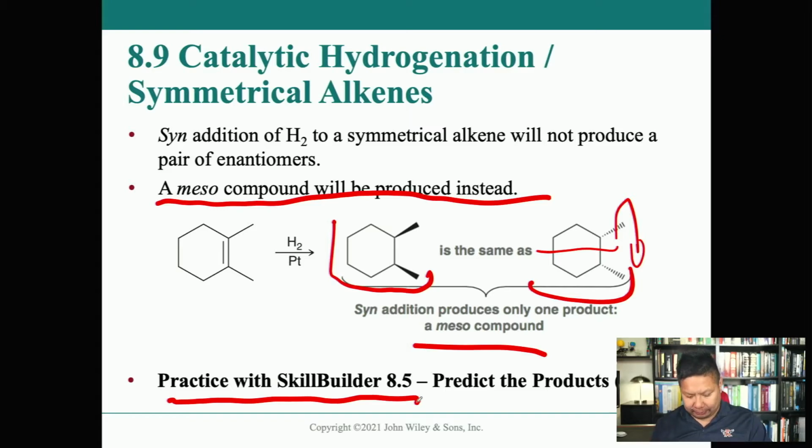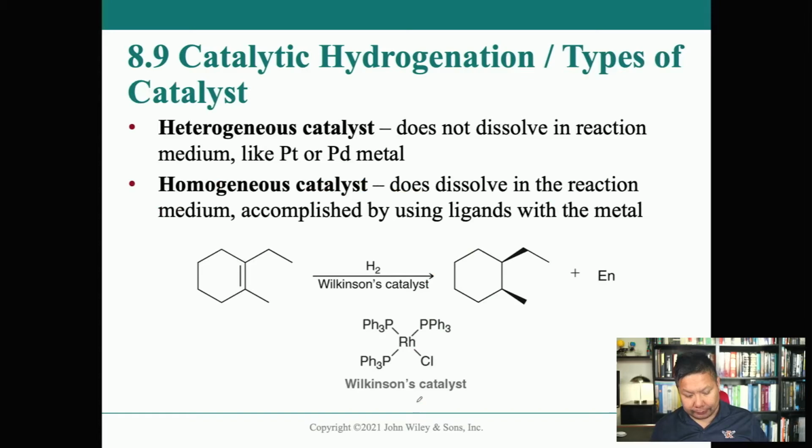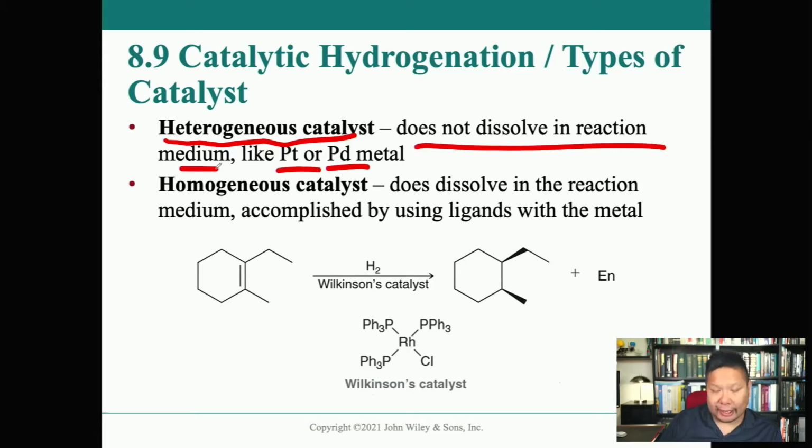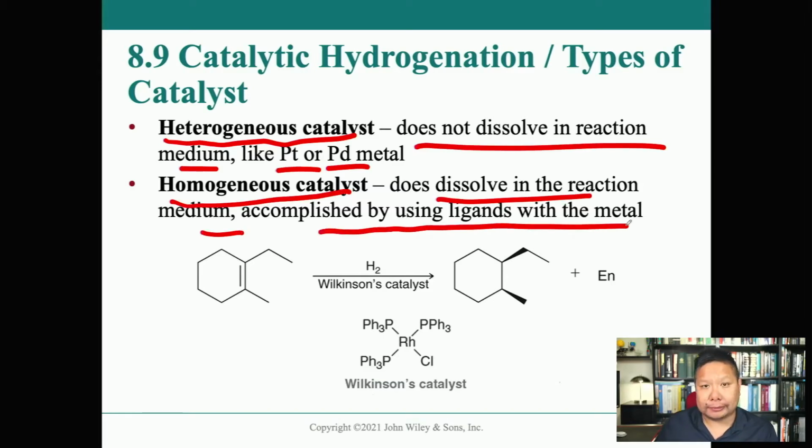Okay, so let's keep trucking along here. There are a couple of types of catalysts that we can use to make this hydrogenation reaction. There's a heterogeneous catalyst, like platinum or palladium, that does not dissolve in the reaction mixture. And then there's the homogeneous catalyst, which does dissolve in the reaction mixture and is accomplished by using ligands with the metal. Ligands are something you don't know yet, because this is really an inorganic thing.